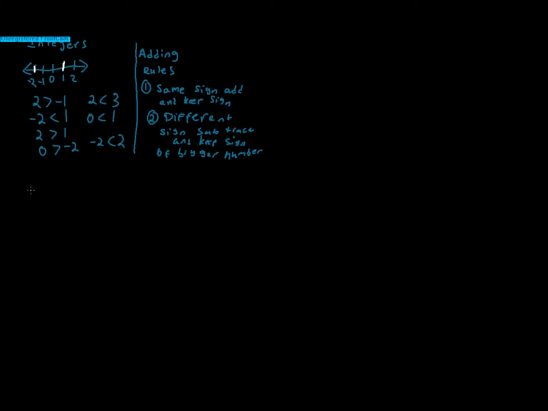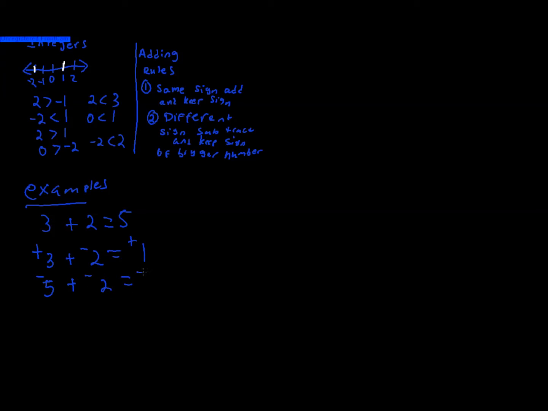Let's write out some examples. Now, if I have 3 plus 2, that's 5, right? Because it's +3 and +2. So 3, same sign, I add them, it's 5, and it stays positive. And if I have +3 plus -2, it's the same thing as writing +1, because 3 minus 2 is 1, and 3 is the bigger number and has the bigger sign.